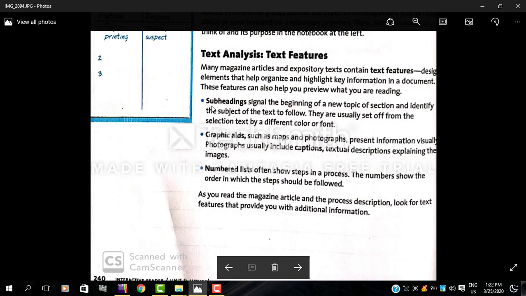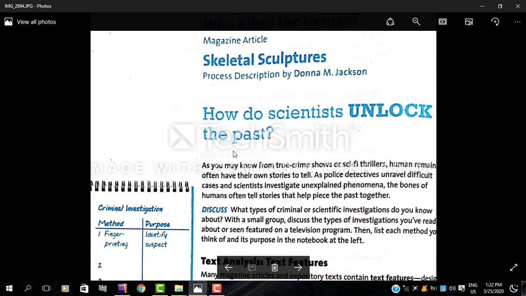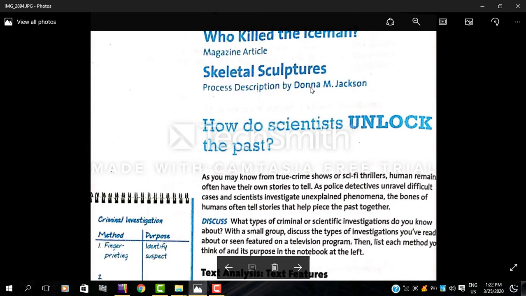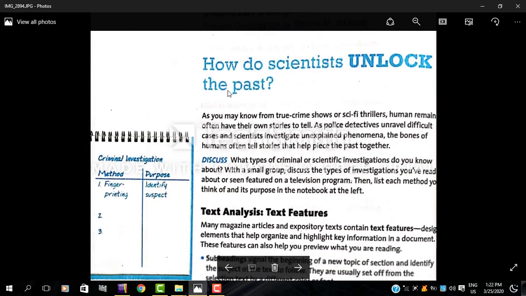I think you can guess what's the meaning of subheading. Subheading, it's like heading, but this is sub, which means under it. It goes below it. Subheading, like what? If you looked at this page, for example, you have a heading. What is the heading, for example? Who killed the Iceman? This can be a heading. And you have something, again, can be another heading, which is how do scientists unlock the past? But what's a subheading here?